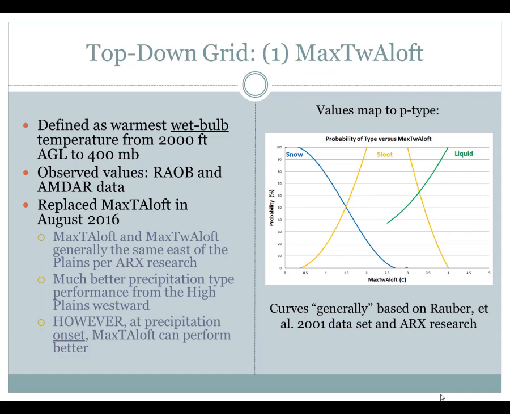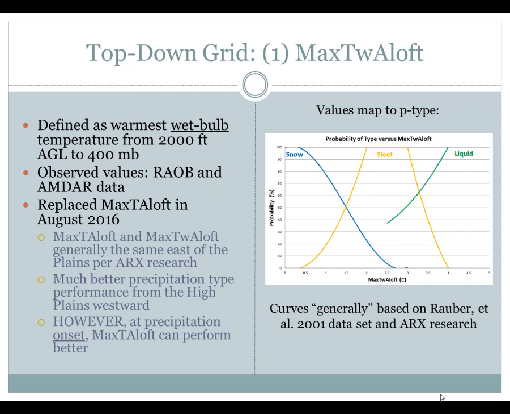One big note here, however, is that at precipitation onset, max T aloft can perform better. In this situation, the hydrometeors feel the presence of the warm air first before it saturates, and so you can end up with a warmer type of precipitation than you would normally expect with a max wet bulb.